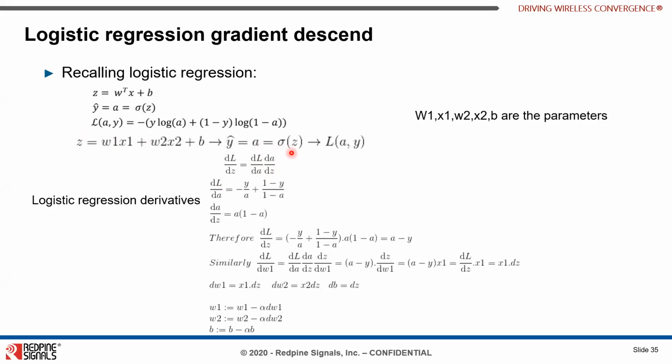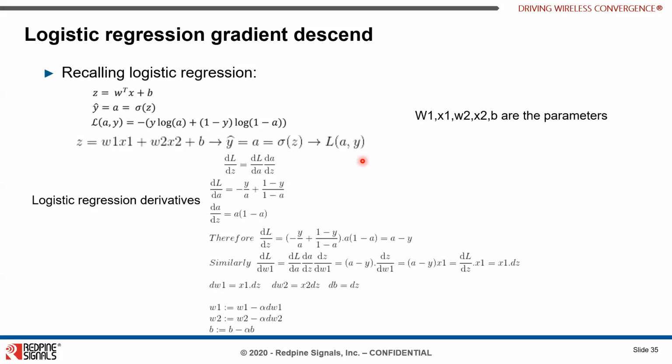Okay, sir. Is it okay? If there is a change in z, definitely there will be a change in a, because A is sigma of Z. And what is sigma of Z? 1 by 1 plus e to the power minus Z. That formula you know.